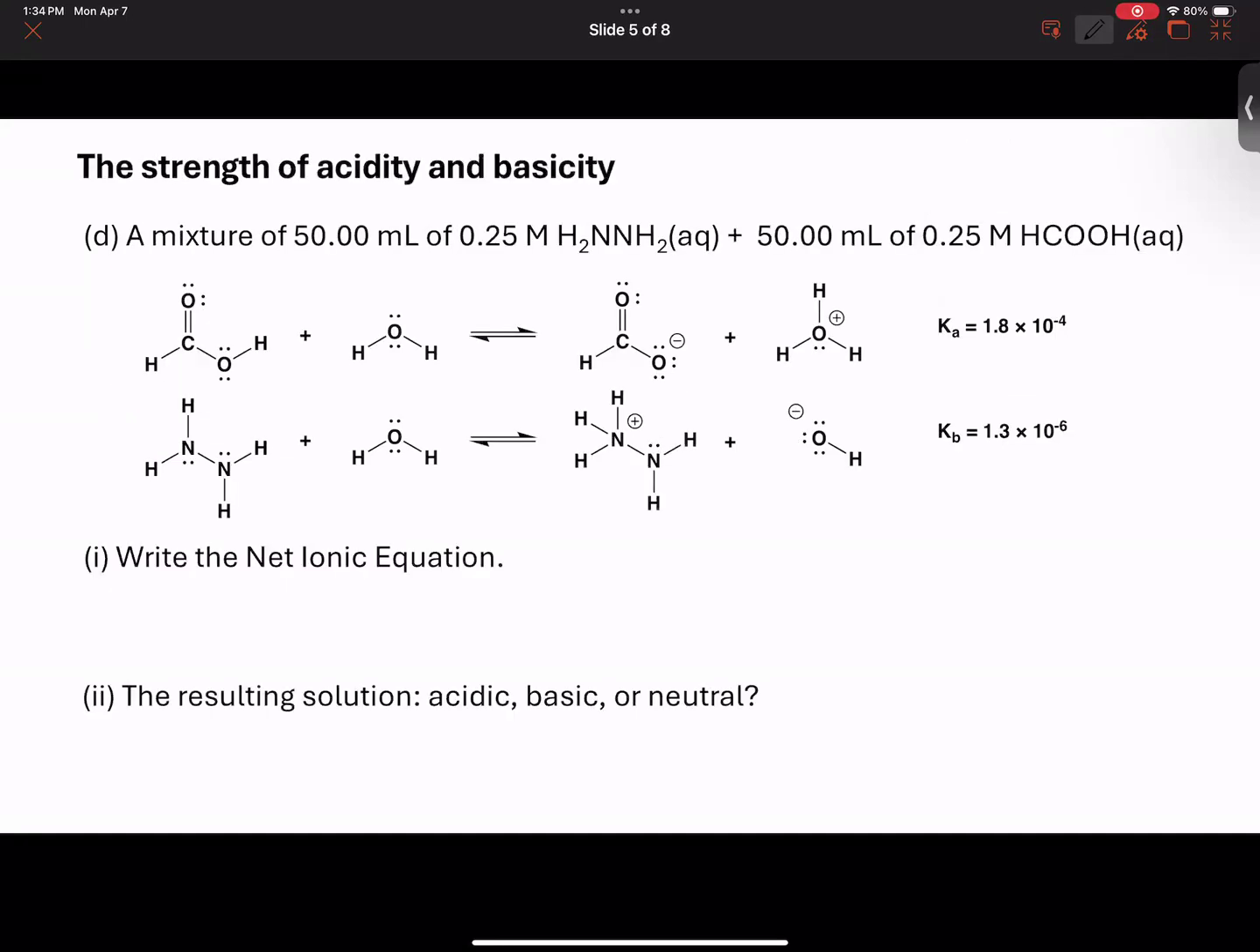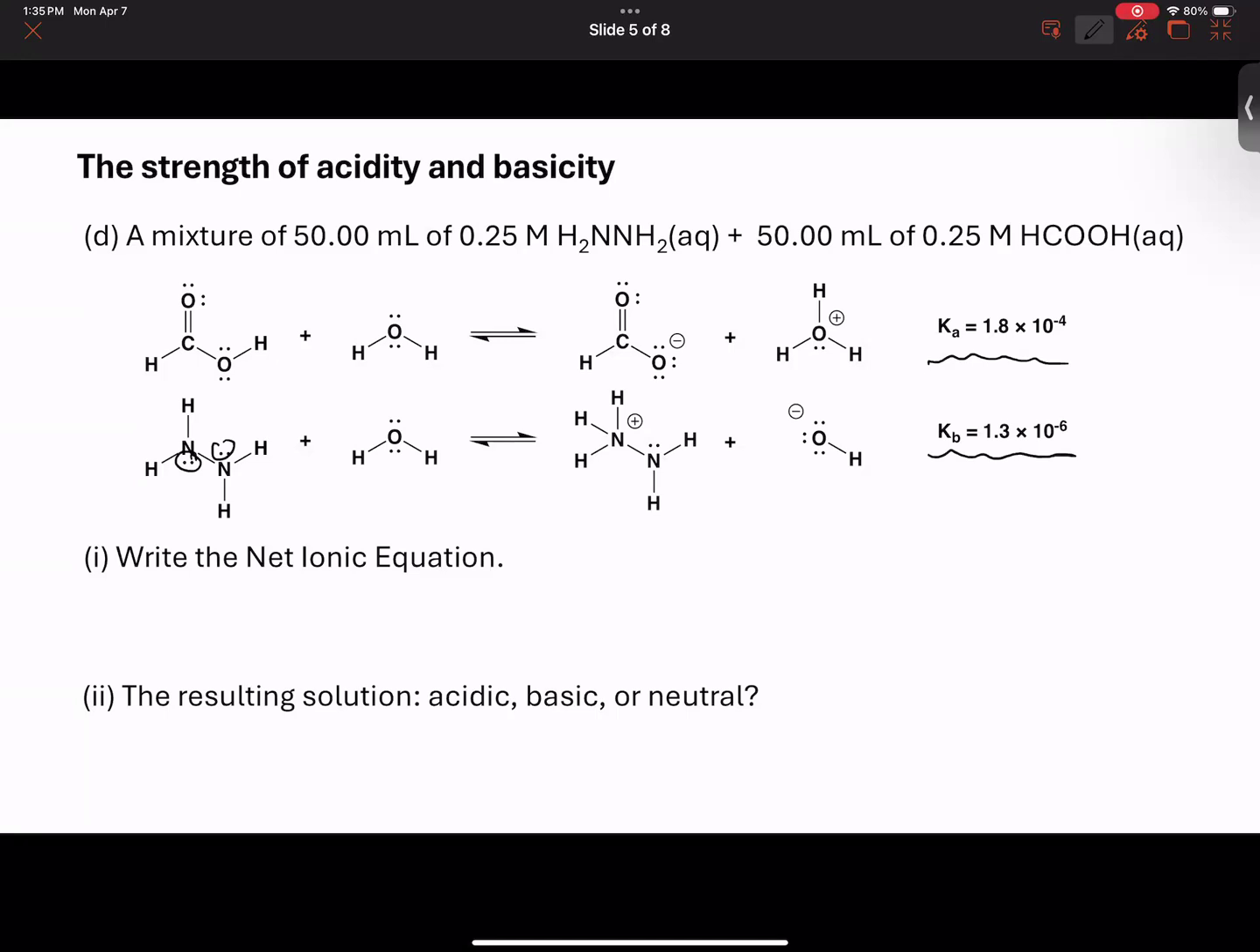A mixture of 50 mL, 0.25 molarity of hydrazine. NH2NH2 is a reactive chemical species called hydrazine. And 50 mL, same volume, same concentration of formic acid. Because hydrazine contains nitrogen with a lone pair, this is a weak base. It gains a proton from water, making the conjugate acid of hydrazine. And the Kb value is 1.3 times 10 to the negative 6. Now we are mixing these two solutions, same volume, same concentration.